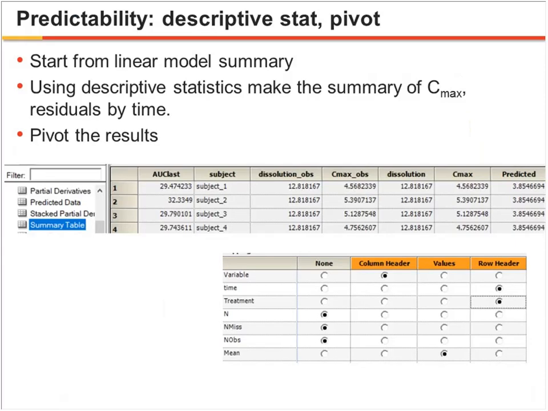So what I have to do now, I have to use it for the predictability. What I am going to do, I am going to use my summary table. I'm going to use my descriptive statistics to extract my Cmax and my residuals versus time. Why? Because my residuals is nothing more than the difference between what I observed and what I have at the origin as predicted data.